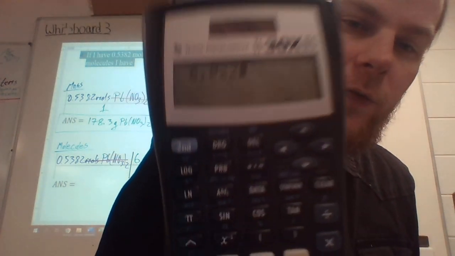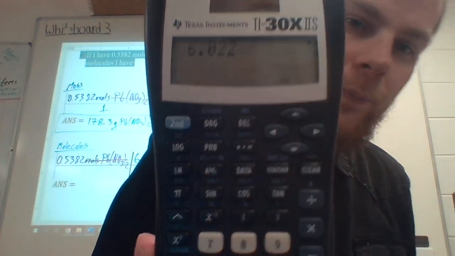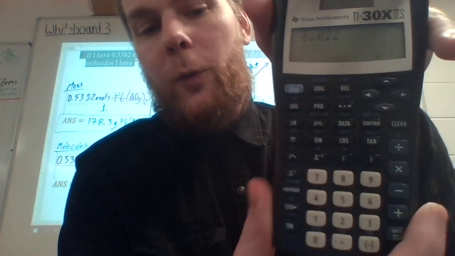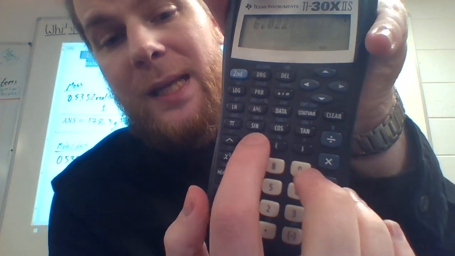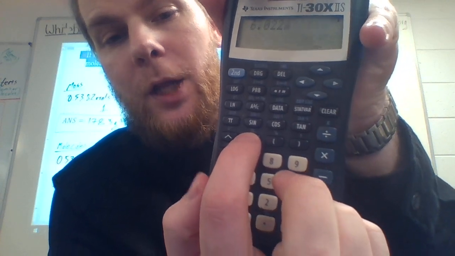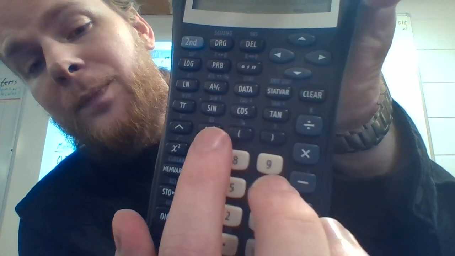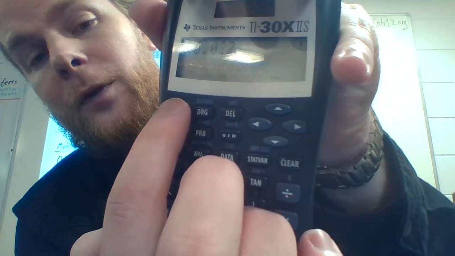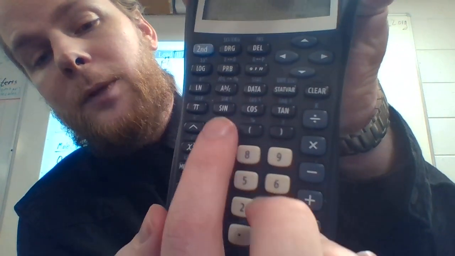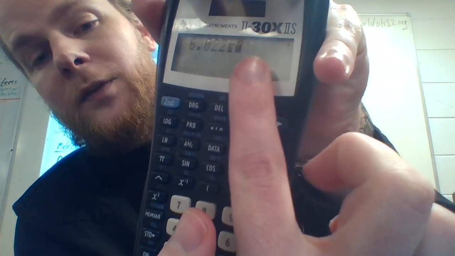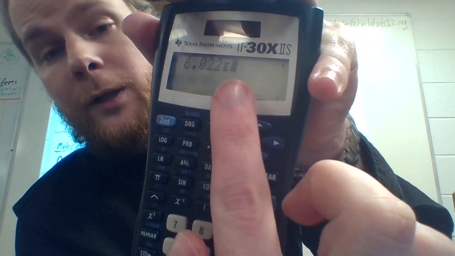Okay, so it says 6.022. And then what I want is to put in a capital E. You may or may not be able to see it, but right there above this key, it says EE. What's written above each of these, you access by hitting the second key. So I want to put an E in, so I need to hit the second key first. So I'm going to hit second, and then I'm going to come down and hit EE, and that's going to put an E in on the calculator.